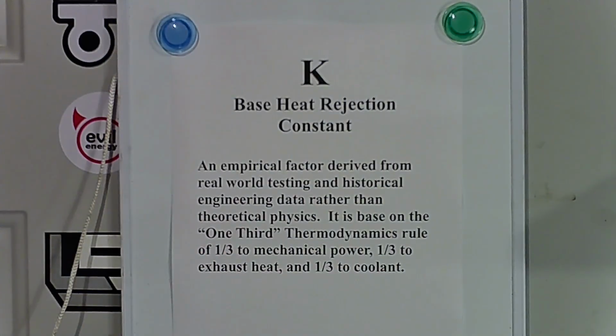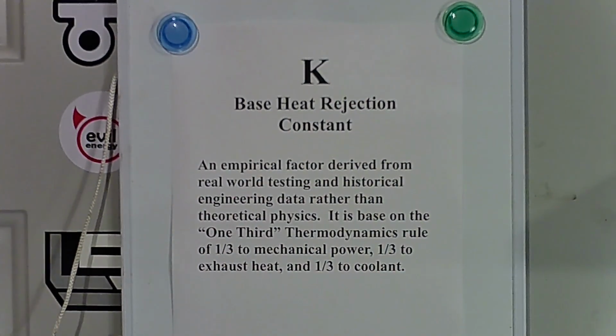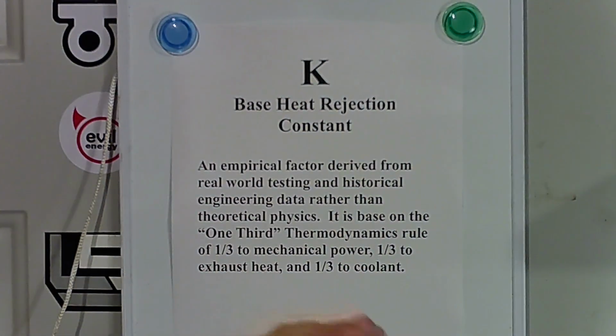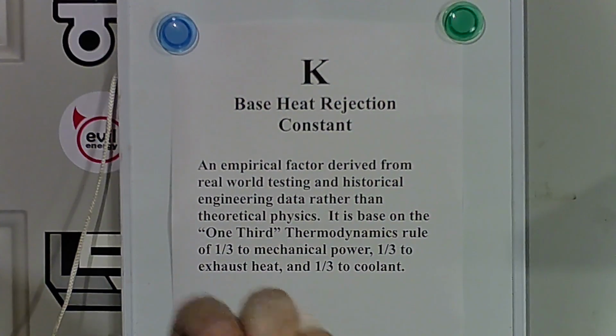The last one is the base heat rejection constant. This is just a factor derived from real-world testing and historical data rather than purely theoretical physics. It's based on the thermodynamics rule of thirds: 1/3 to mechanical power, 1/3 to exhaust heat, and 1/3 to coolant. This makes everything work. It allows us to use simple numbers for all the other inputs to get an answer that we can actually use.